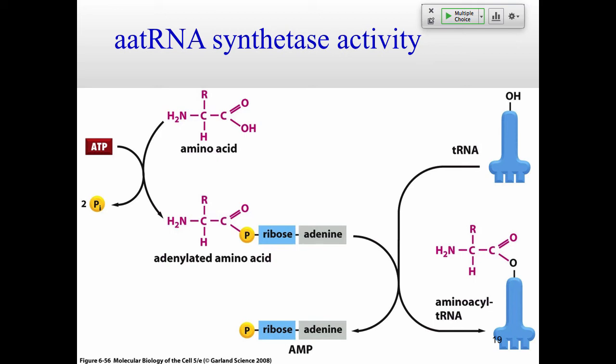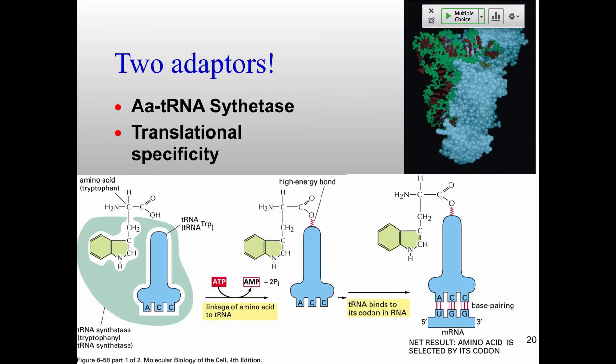So two activities of the aminoacyl tRNA synthetase. One is activating the amino acid. The second is adding it to the appropriate tRNA. So the appropriate tRNA here, tryptophan for instance, gets added to through this high energy bond. There's a slightly different way of looking at it. And now we're going to have the interaction again.